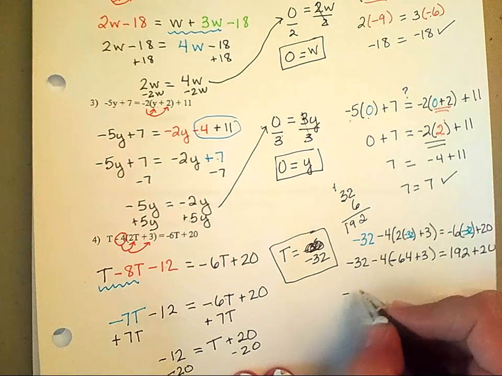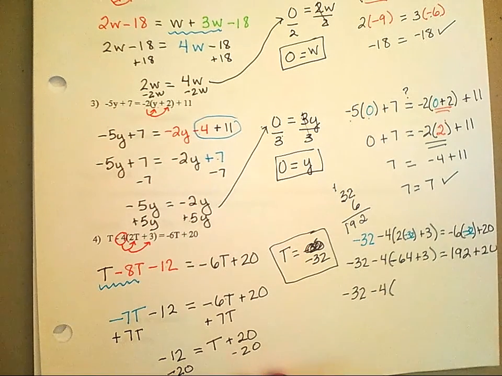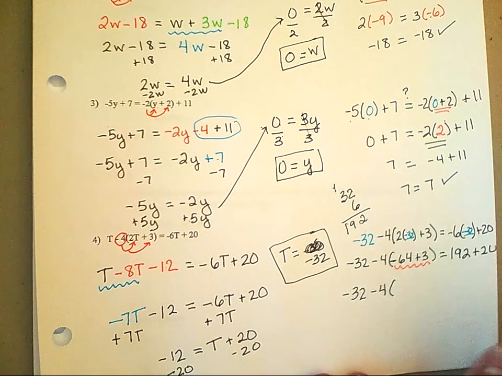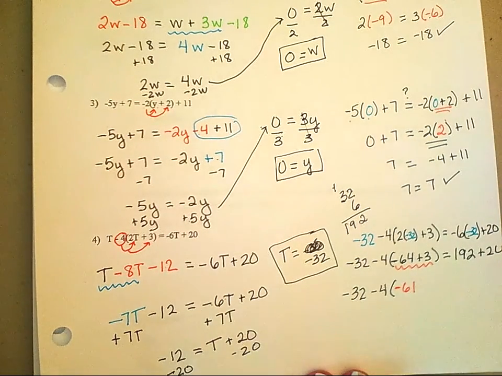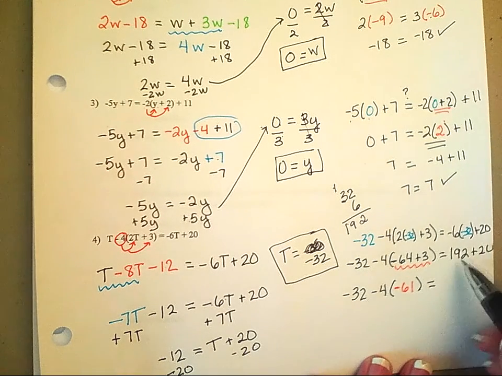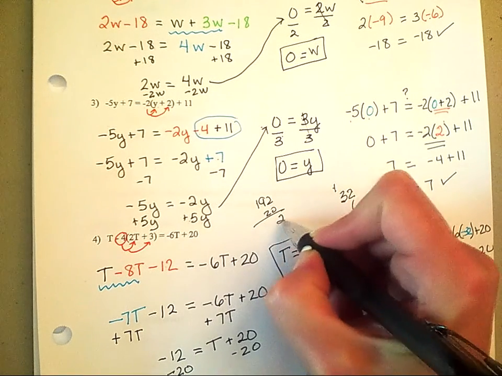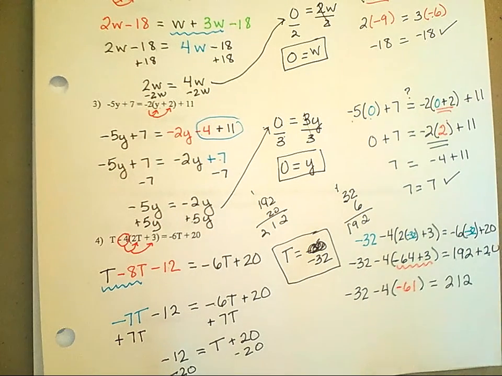Okay. Now, still working with the order of operations. Negative 64 plus 3 is negative 61. And does that equal 192 plus 20 is 2, 11 carry the 1, 212.